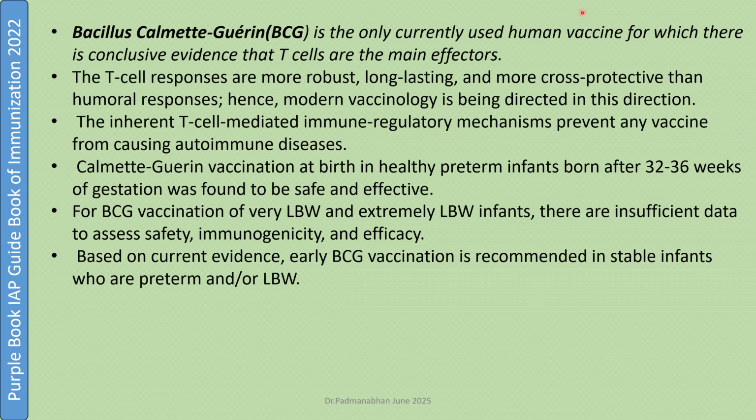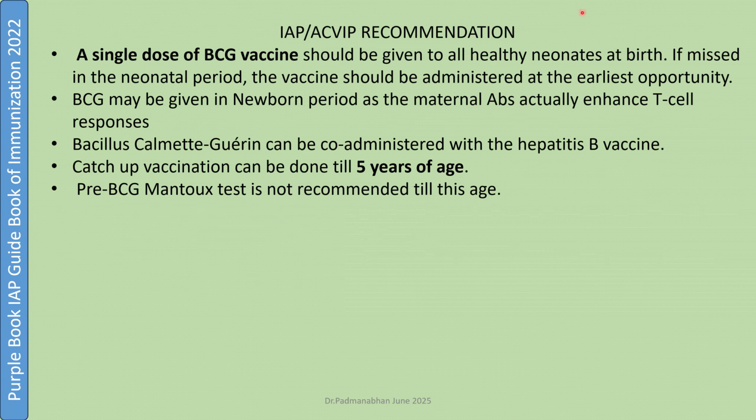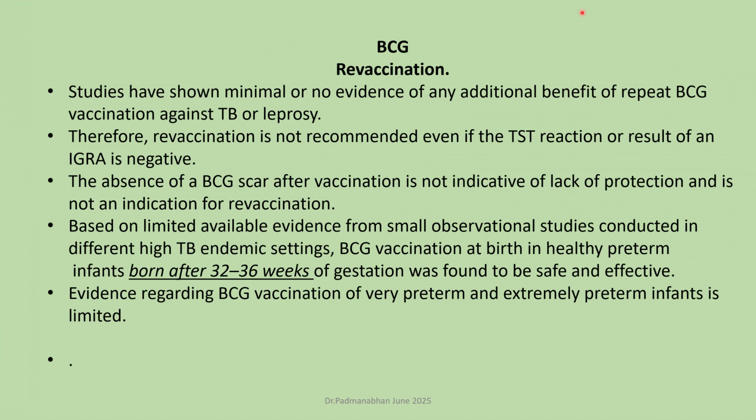Now, regarding BCG, read it now. A single dose of BCG vaccine should be given to all healthy neonates at birth. If missed in the neonatal period, the vaccine should be administered at the earliest opportunity. BCG may be given in the newborn period as the maternal antibodies actually enhance T cell responses. BCG can be co-administered with the hepatitis B vaccine. Catch-up vaccination can be done till 5 years of age. Pre-BCG Mantoux test is not recommended till this age.